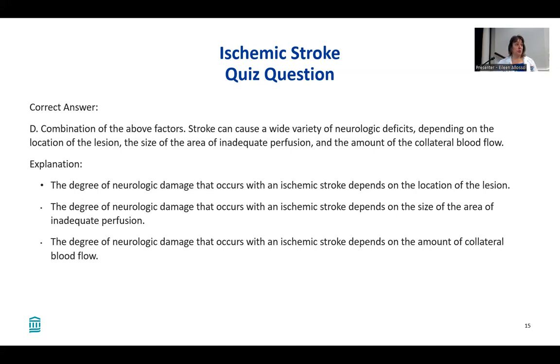That's why risk factors are so important to be addressed. You don't want to have the blood flow being so compromised, no collateral circulation, especially with young people, because they haven't had time yet to develop a lot of collateral circulation.